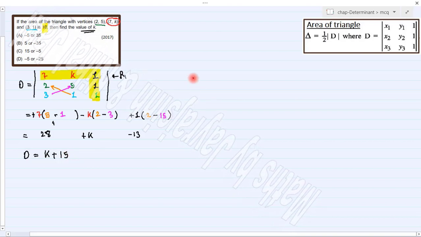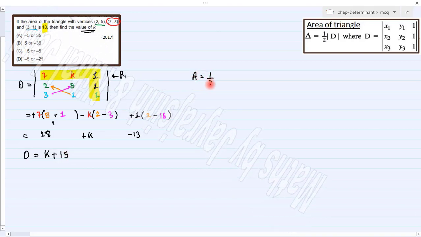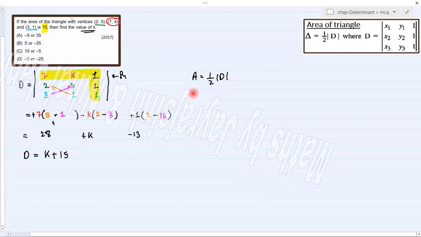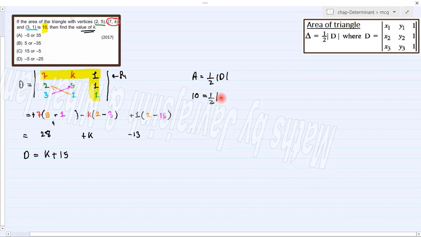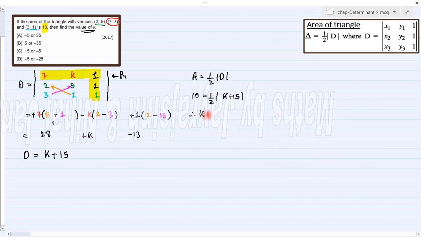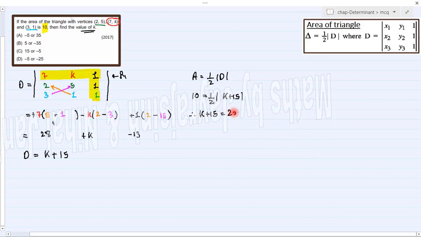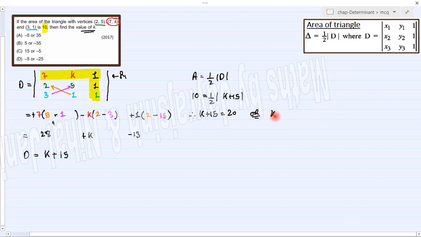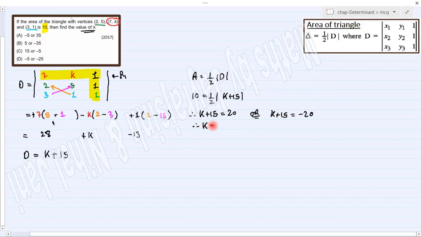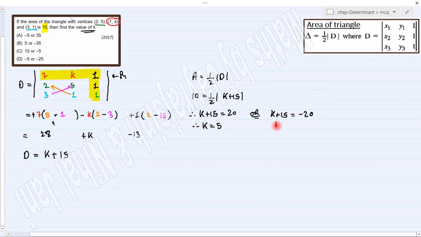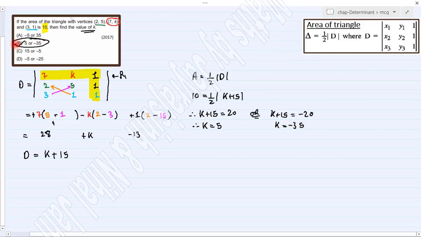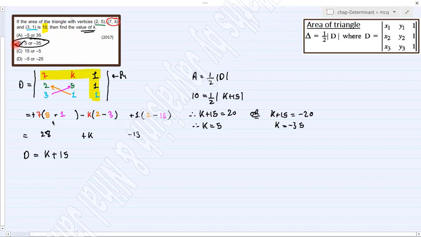Now we know that the area of a triangle is given by 1 by 2 mod D. We already have the area of the triangle as 10. So we'll get 1 by 2 mod k plus 15, or we can say k plus 15 is equal to 20, or k plus 15 is equal to minus 20. So here we'll get k is equal to 5 or k is equal to minus 35, which is given in option B. Ta-da!